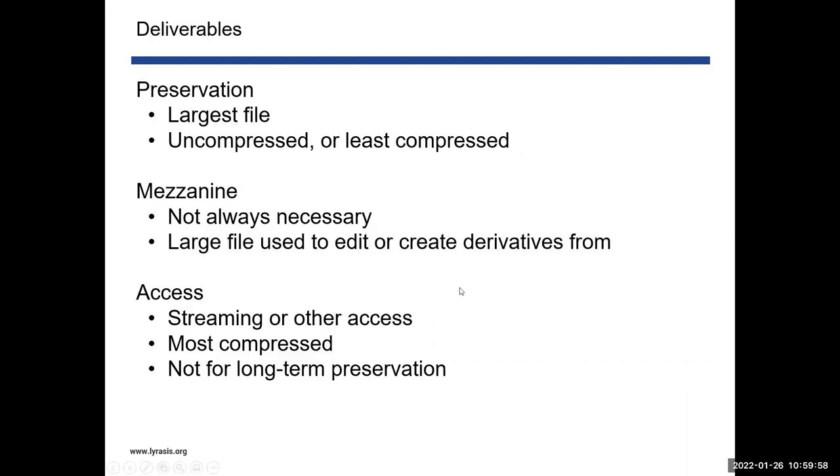And just to clarify a bit more what I mean by preservation master and access copy, you might be familiar with this from other digitization projects or from microfilm projects even. Your preservation file is the largest file. It's uncompressed or the least compressed of all the versions. And then the access copy is what you could make available online if you have the rights to make it available online for streaming. It's more compressed and it's not the best replication of the original, but it's totally usable for access purposes. You might have an in-between that's a larger file that you use to edit or create derivatives from.